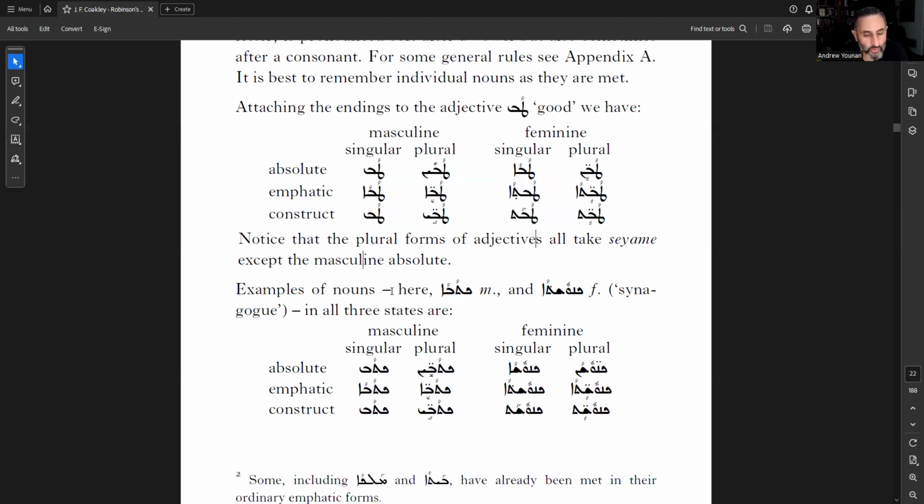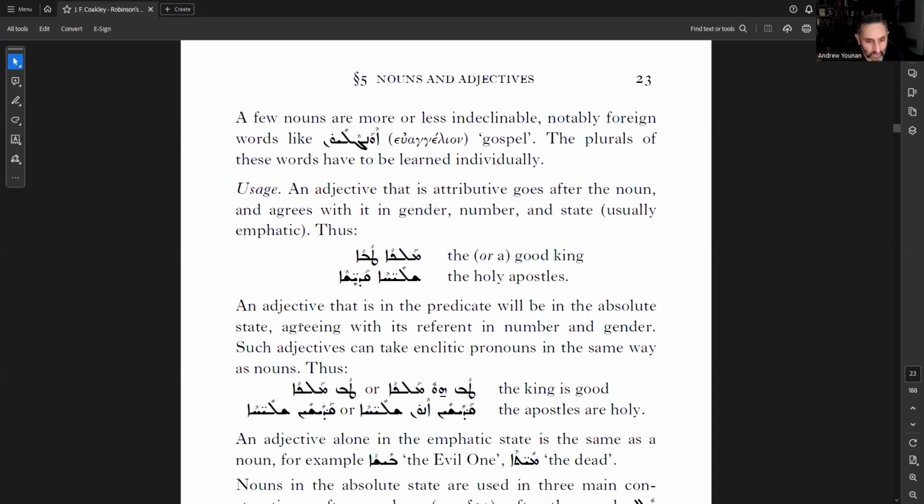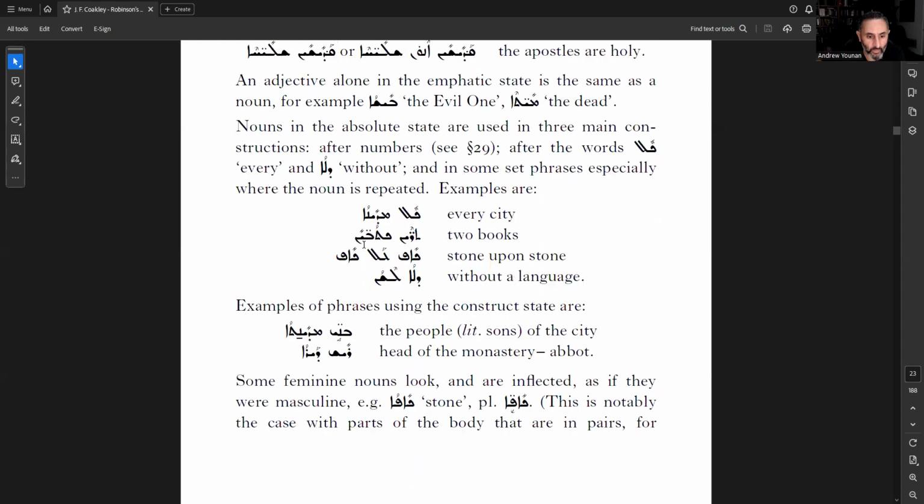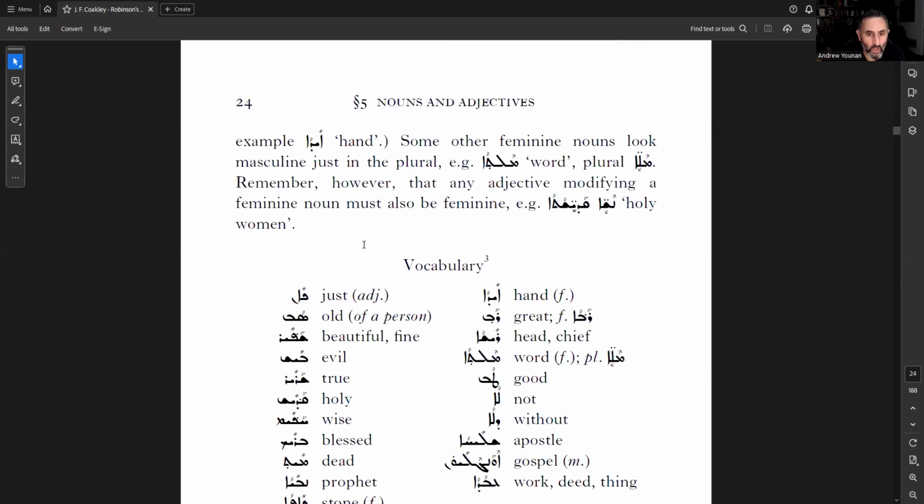Examples of nouns. So now he's going to give you a noun in these same states. Kthawa and knushta for the feminine. So this means synagogue or assembly in all three states. So the absolute state of kthau, did he tell you what the absolute state is? Where does he do that, man? Gotta do it earlier.